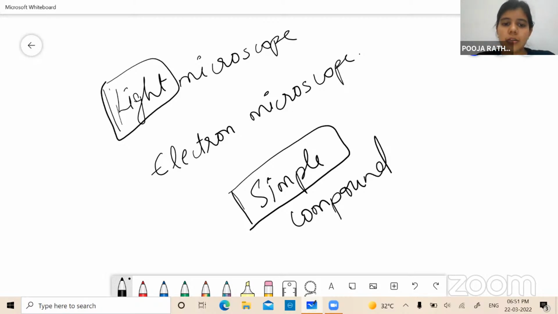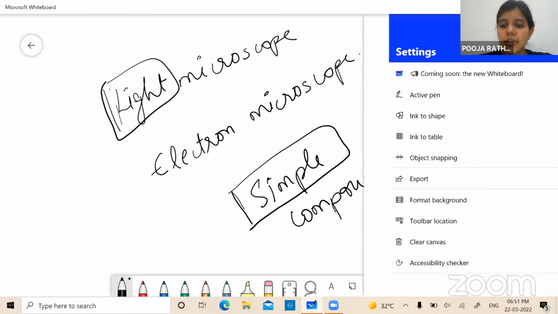Okay, got that, Palak? Yes, ma'am. Okay. And the electron microscope is a type of compound microscope that we can use in any type of light. That means it does not need direct sunlight. Any other doubt, guys? Yes, ma'am.